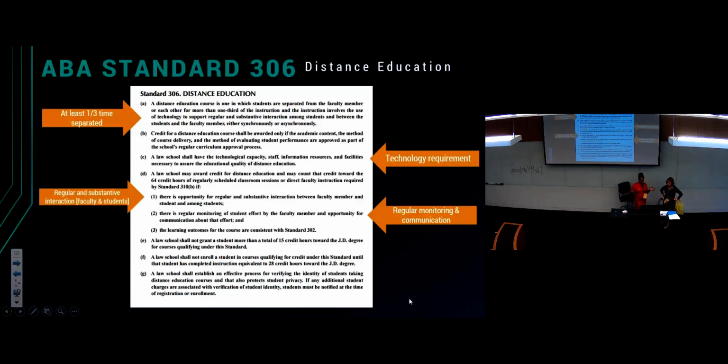Then there's the technology requirement: you have to have the proper staff. So we hired a director of online education. He went through a vetting process and ended up choosing a platform, Desire2Learn. Then you have to have regular and substantive interaction, so we had to make sure the platform complied with that and had all the bells and whistles we needed to meet that standard as well. The same goes for regular monitoring and communication.